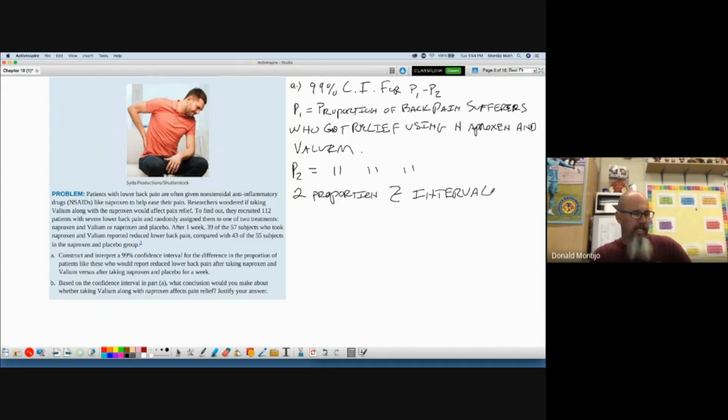Well, was it an SRS? It says that the patients were randomly assigned.